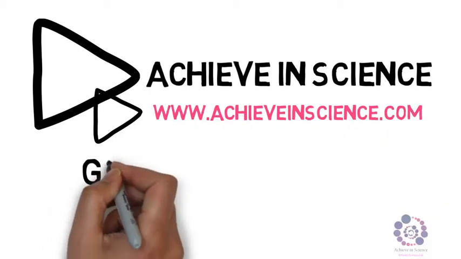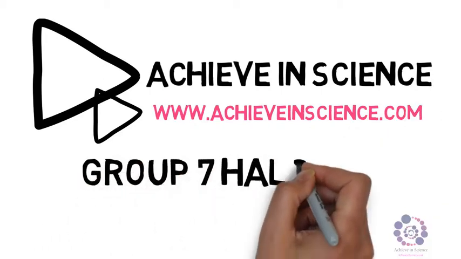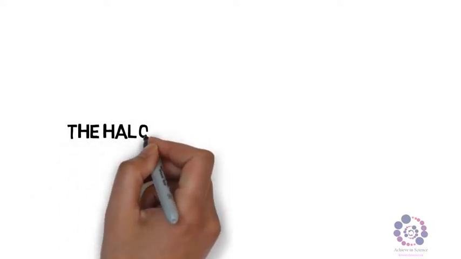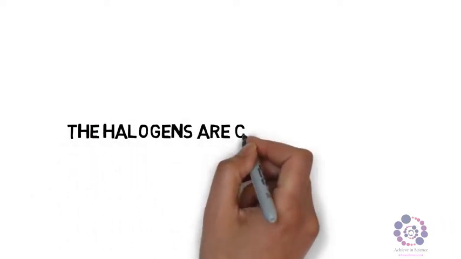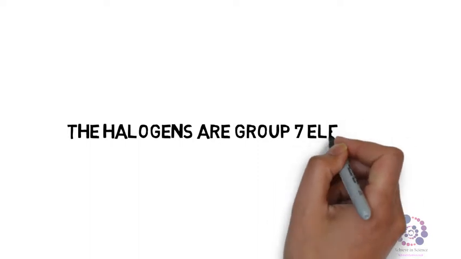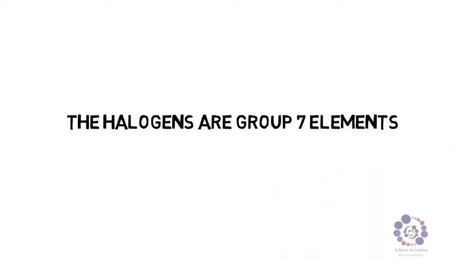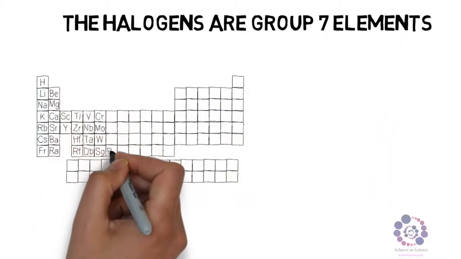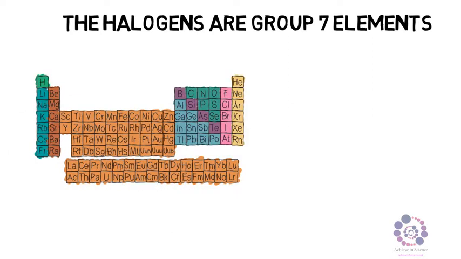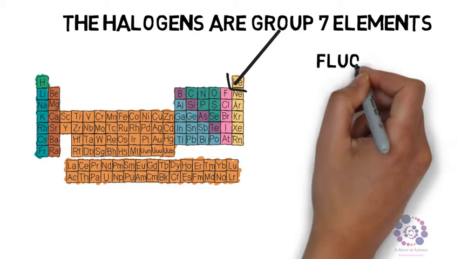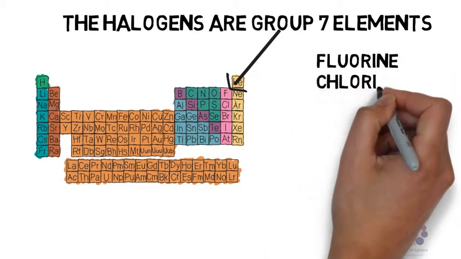This video is all about the group 7 elements in the periodic table, called the halogens. We can find the halogens then in the penultimate column of the periodic table, here shown in pink. As we go down the group, we can name these elements: fluorine, chlorine, bromine, iodine and astatine.